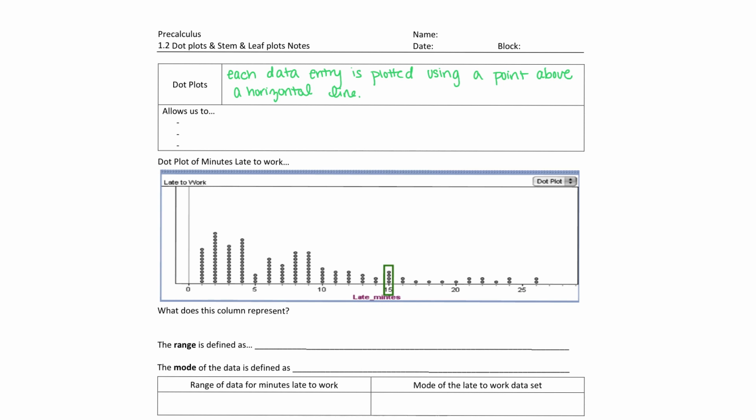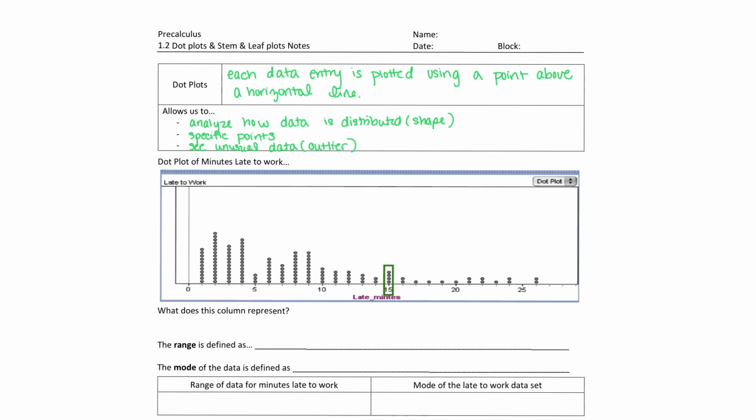What dot plots allow us to do is they allow us to analyze the shape of data, or I should say how data is distributed, which is also called its shape. It allows us to look at specific points and to see unusual data, which is sometimes called an outlier.